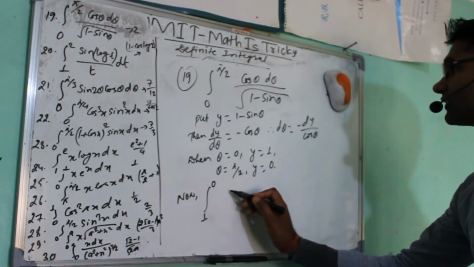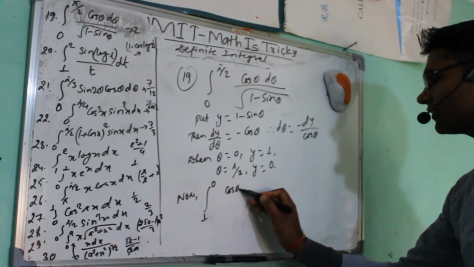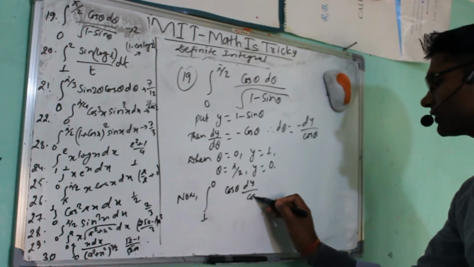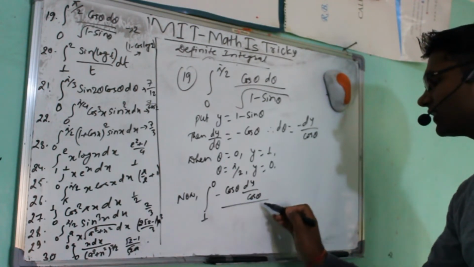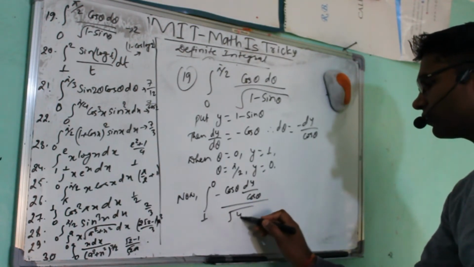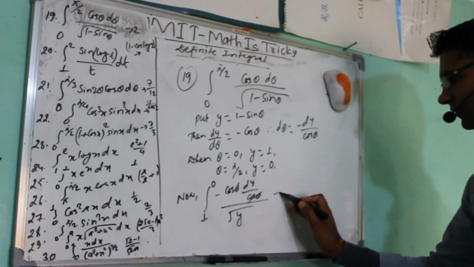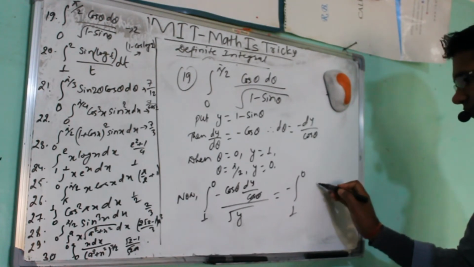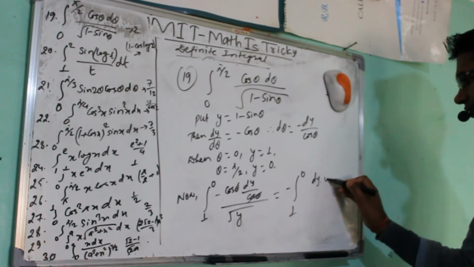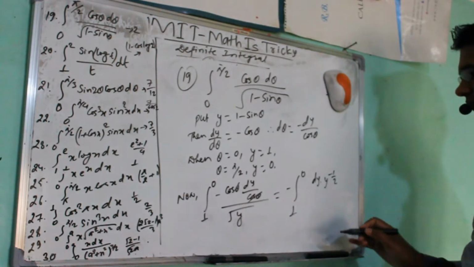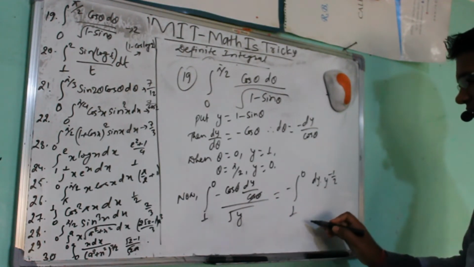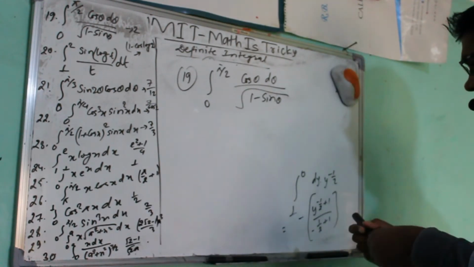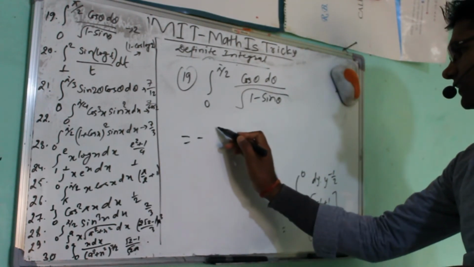Thus we have now from 0 to pi by 4, dy means sec square theta d theta by 1 plus tan square theta. This cancels, leaving theta from 0 to pi by 4. The answer will be pi by 4 minus 0, which equals pi by 4. This is our answer, question number 14.